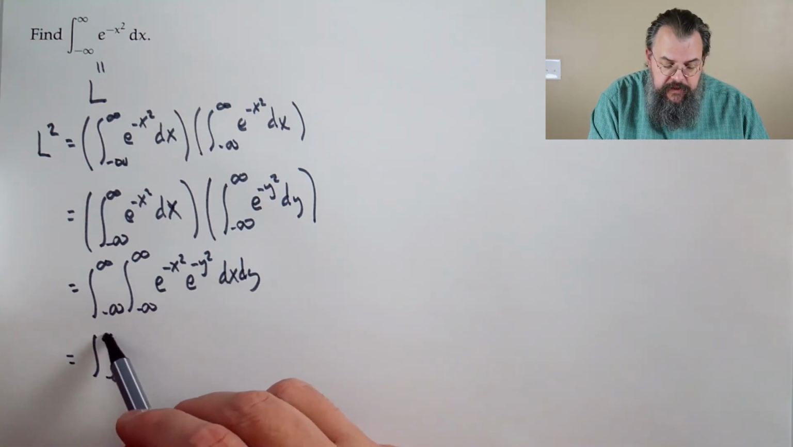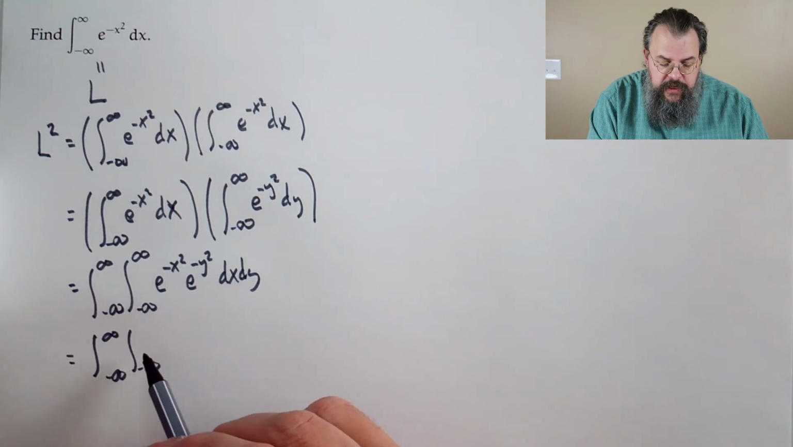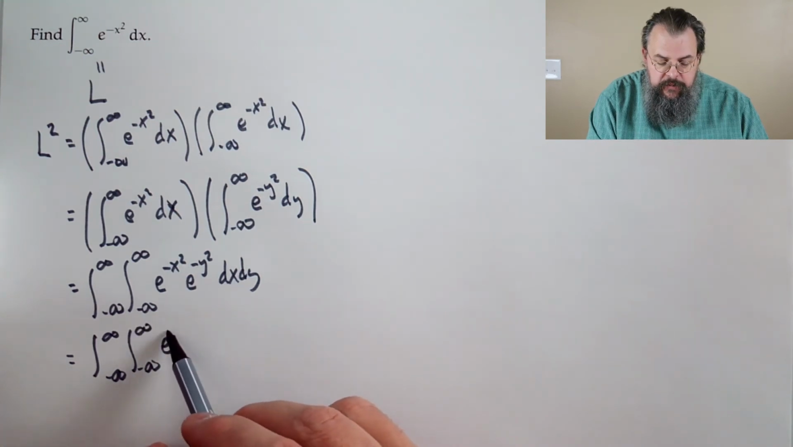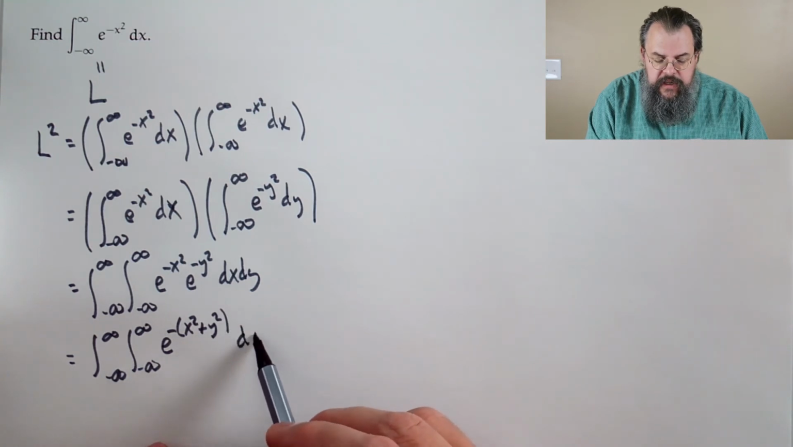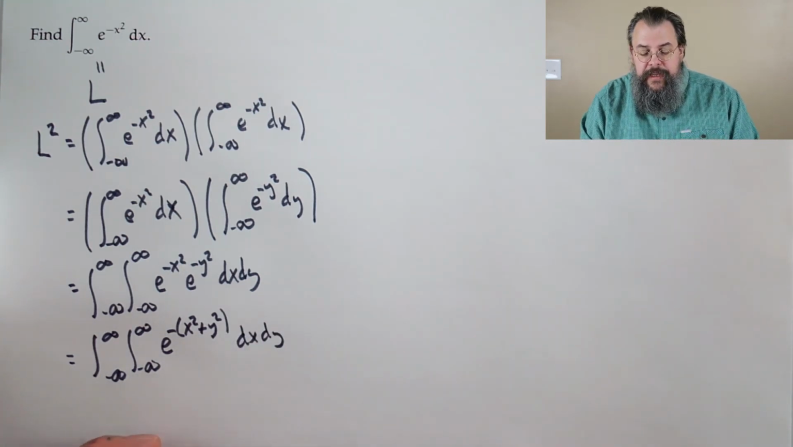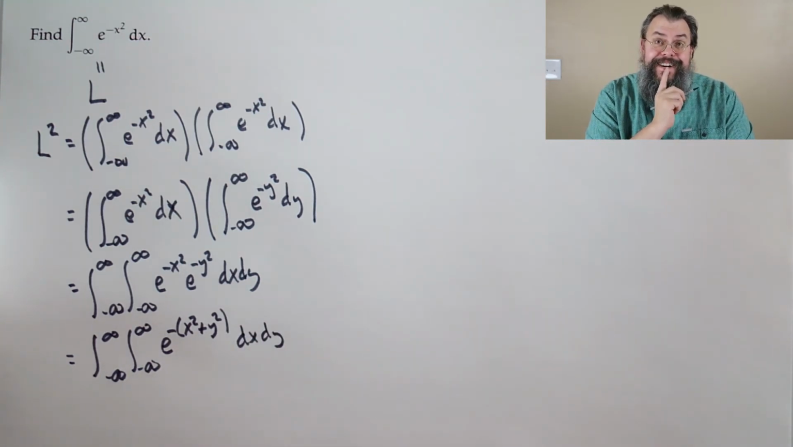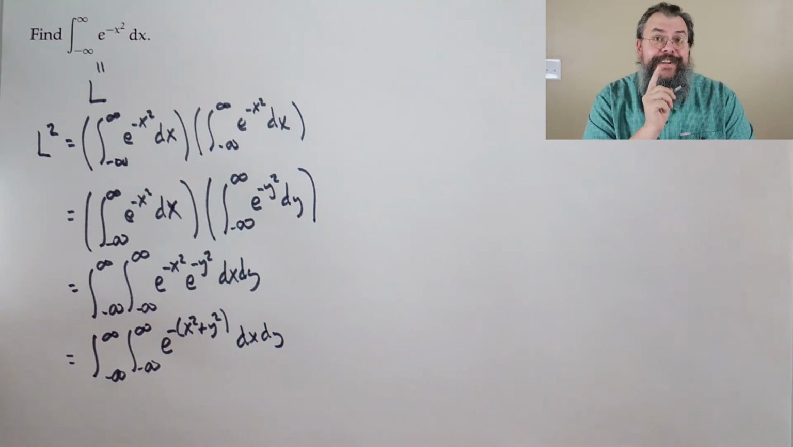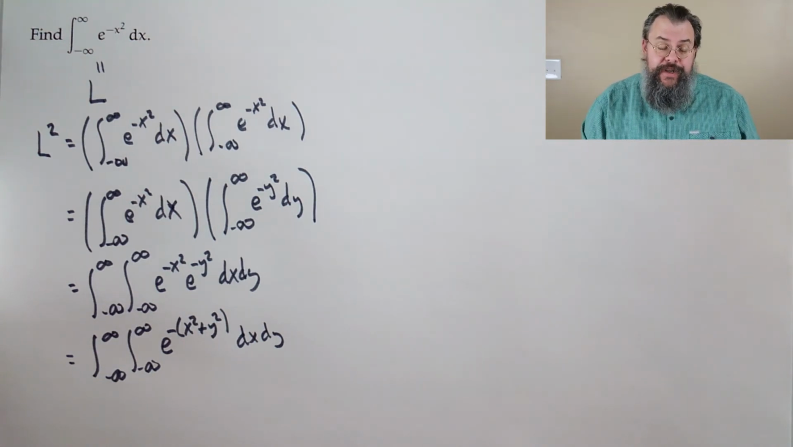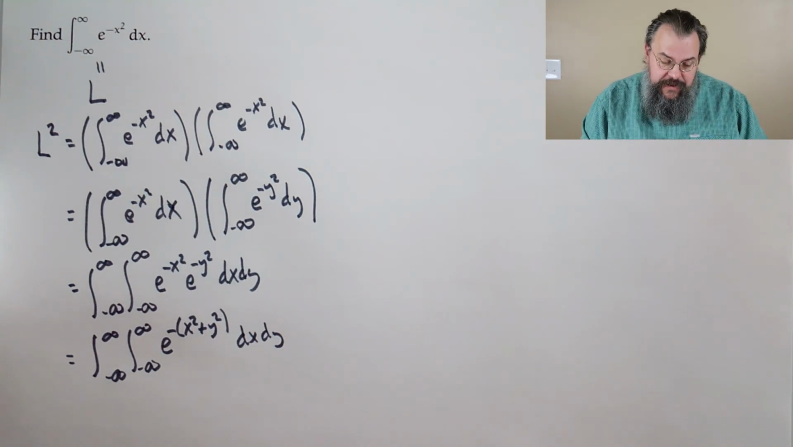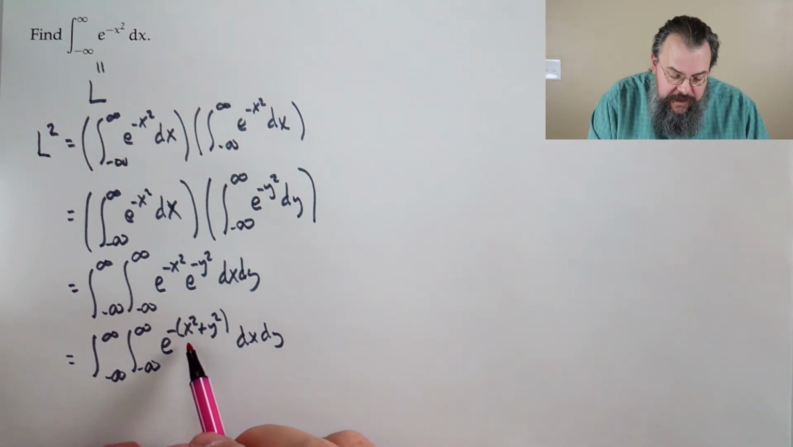Integral from minus infinity to plus infinity, integral from minus infinity to plus infinity, e to the minus (x squared plus y squared) dx dy. And now we're like, okay, at least there's starting to be a hint of polar. x squared plus y squared, that's our big clue that polar could be entering into the formula here. So we're like, cool, awesome.